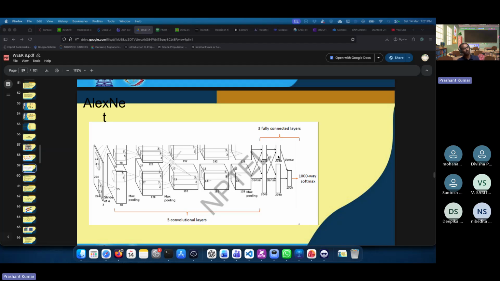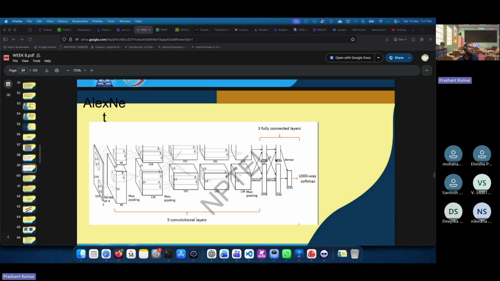Otherwise, what will happen? If this will not contribute, because we are trying to generalize for all the other inputs, I will get a very large error for something that is similar to a flower but is not a flower. Let's say I have a car that has the same color as a flower, then it might show that this is a flower, but that is a car, right? So we need some dropout.